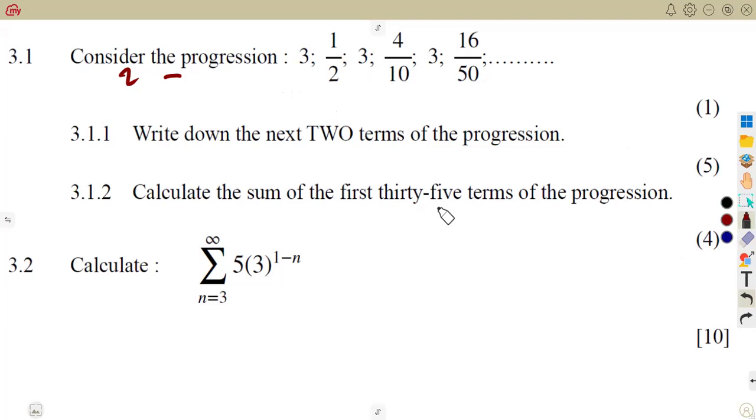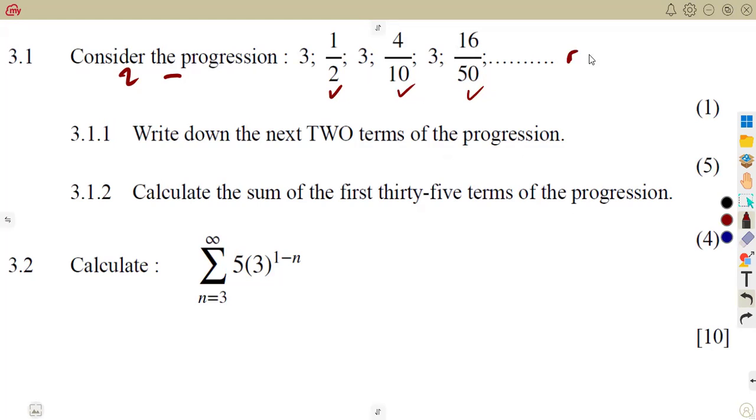Then we also consider this part: 1 over 2, then 4 over 10, then 16 over 50. It's another progression that you're given. This one is not constant, it's different. So you have to study whatever you're given. Already you're given that we have a geometric progression.